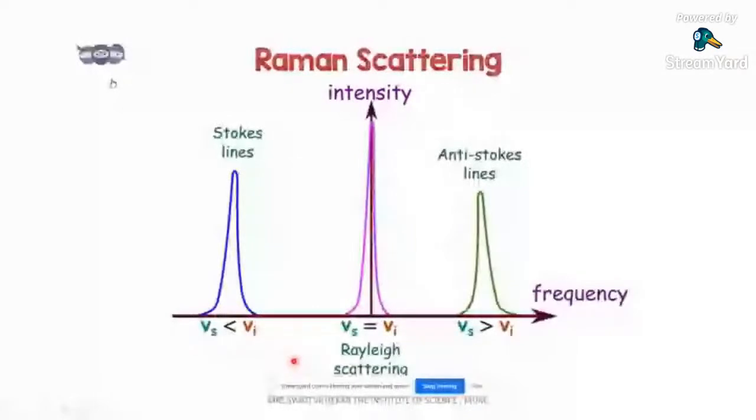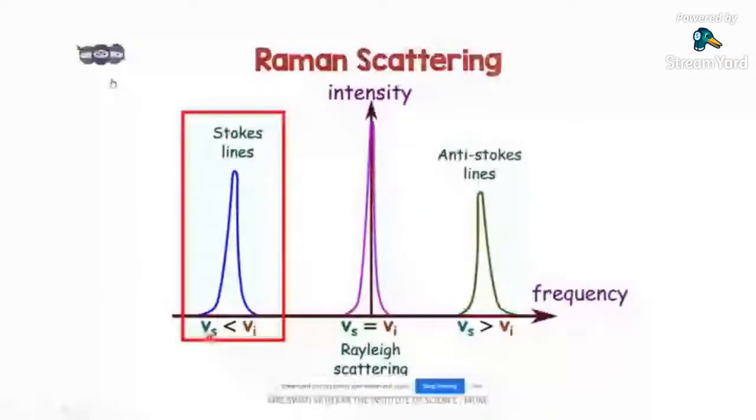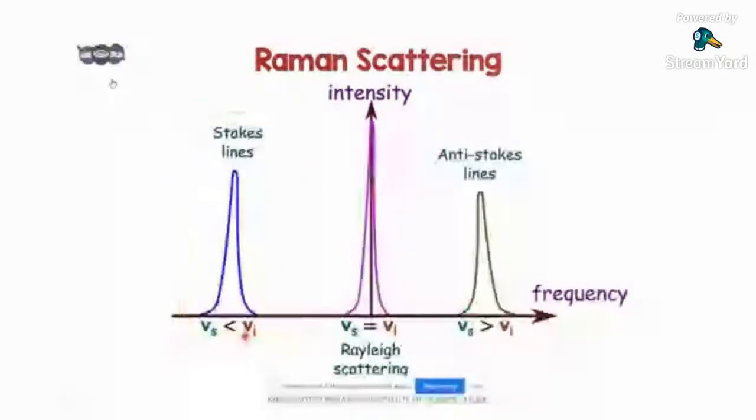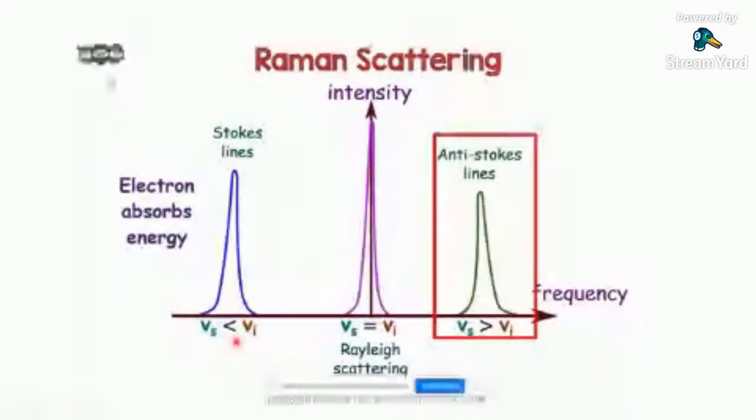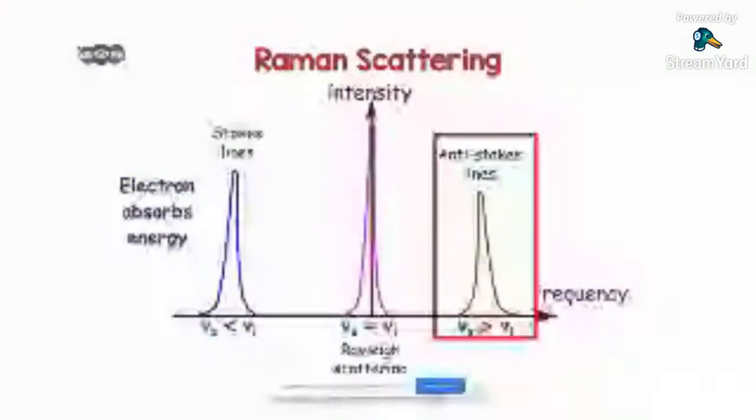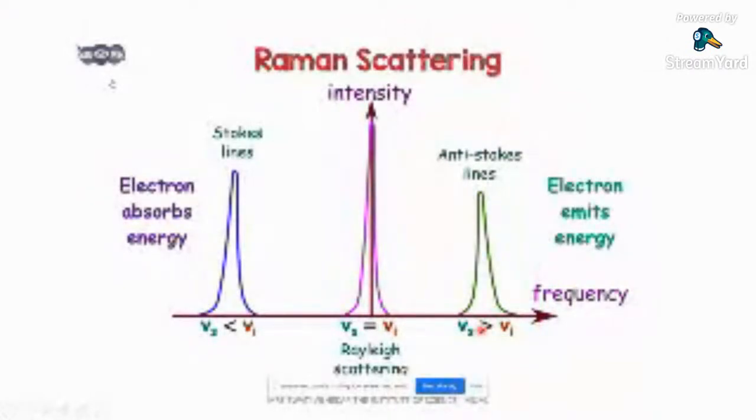If the frequency of scattered photon is less than the frequency of incident photon, Stokes lines are observed on Raman spectrum. This happens when the electron absorbs energy. Similarly, when frequency of emitted photon is greater than incident photon, anti-Stokes lines are observed. This means that energy is released by the electron.